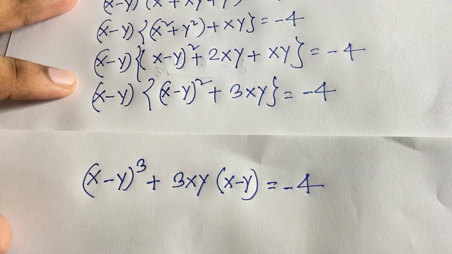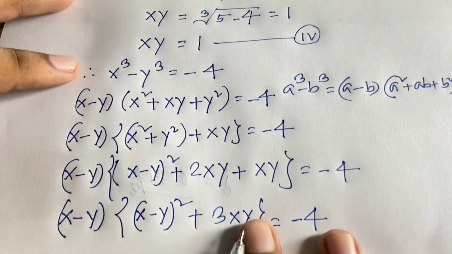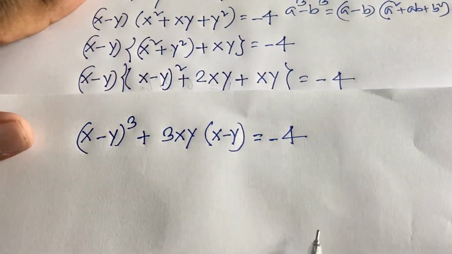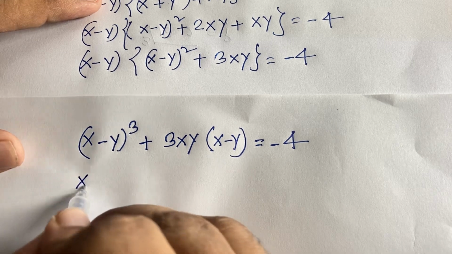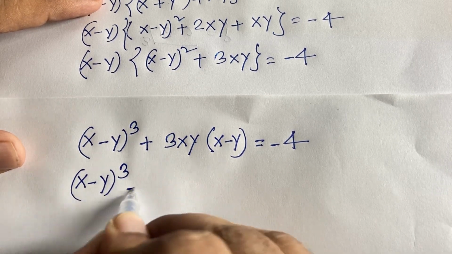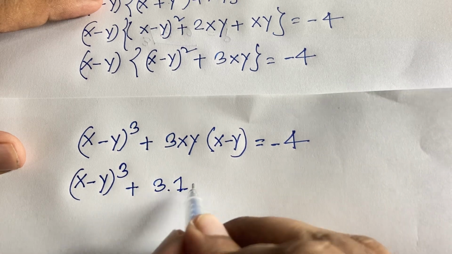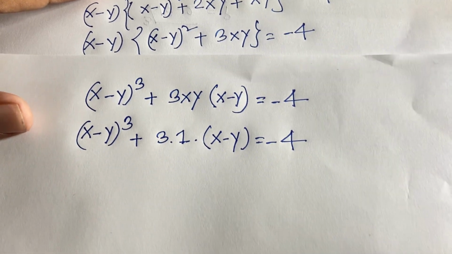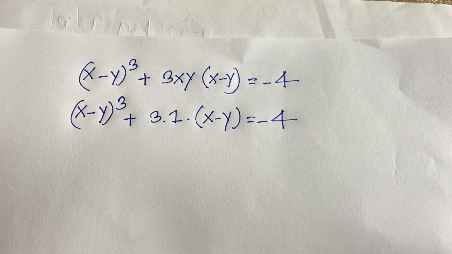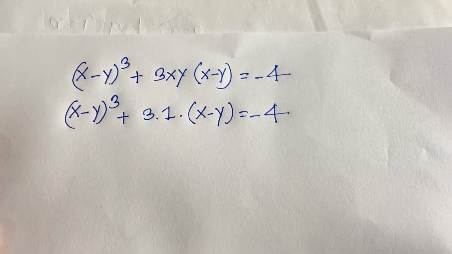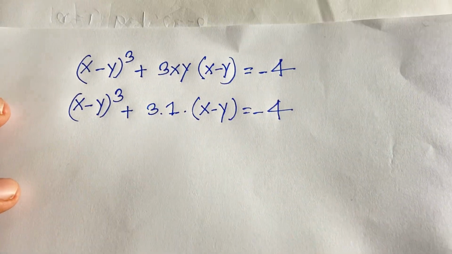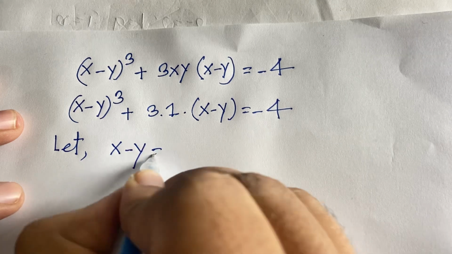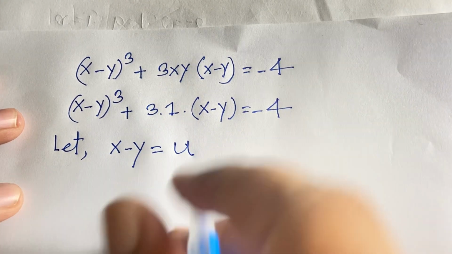So at this moment remember that our fourth equation is xy equal to 1. So I put this value in, and we'll find x minus y whole to the power 3 plus 3 times 1 times x minus y is equal to minus 4. Then, look, I can see here is x minus y and here is x minus y, so we'll let x minus y be u. Okay, no problem.